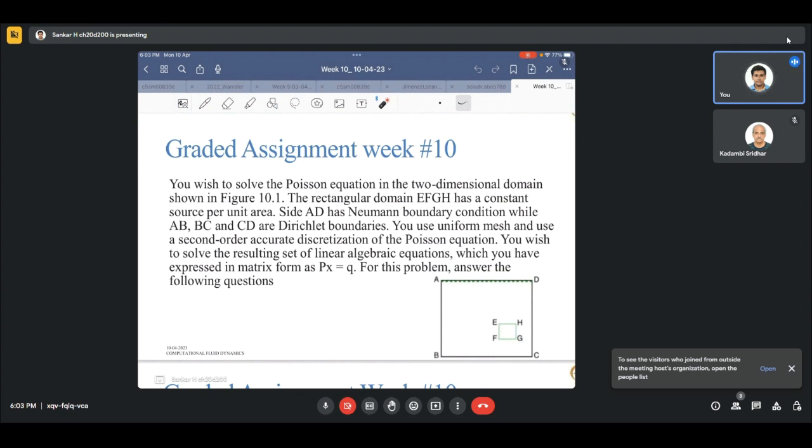So, before we start the first question, they have given us a paragraph to read. We are solving a Poisson equation in two-dimensional form as shown in this figure. The rectangular domain EFGH has a constant source per unit area, and side AD is a Neumann condition, which refers to an insulated boundary, where the derivative is specified. Now, AB, BC, and CD are Dirichlet conditions, where the function value at the boundary is specified. We use a uniform mesh and a second order accurate discretization of the Poisson equation. You wish to solve the resulting set of linear algebraic equations, which you have expressed in the matrix form as Px equal to Q. And for this problem, we have to answer the following questions.